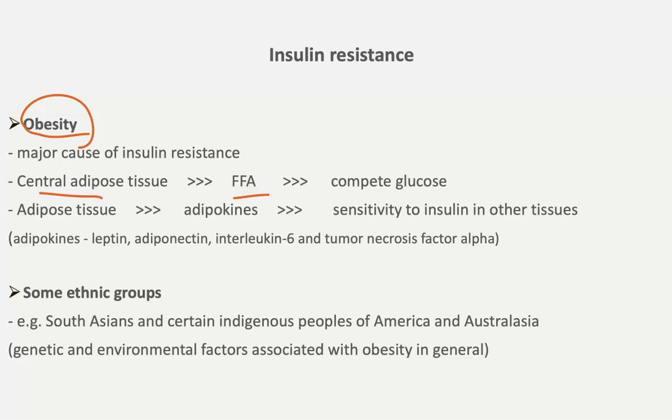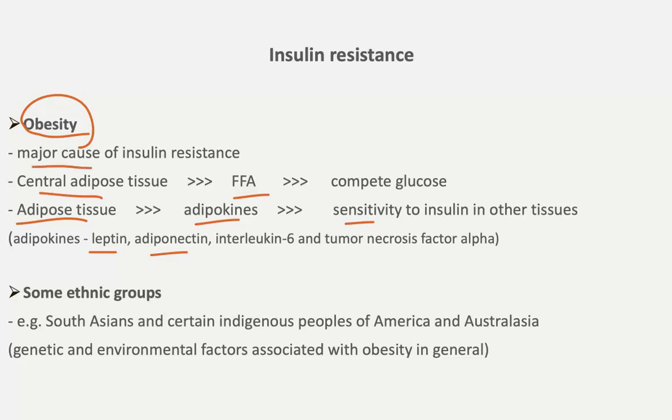And the other thing is that adipose tissue releases a large number of hormones called adipokines, which include leptin, adiponectin, interleukin-6, and tumor necrosis factor alpha. These hormones bind to specific receptors to influence sensitivity to insulin in other tissues. In that way, obesity is a major cause of insulin resistance.